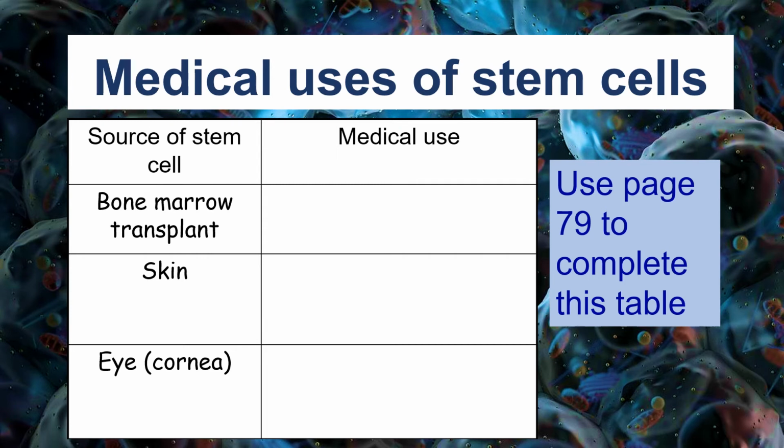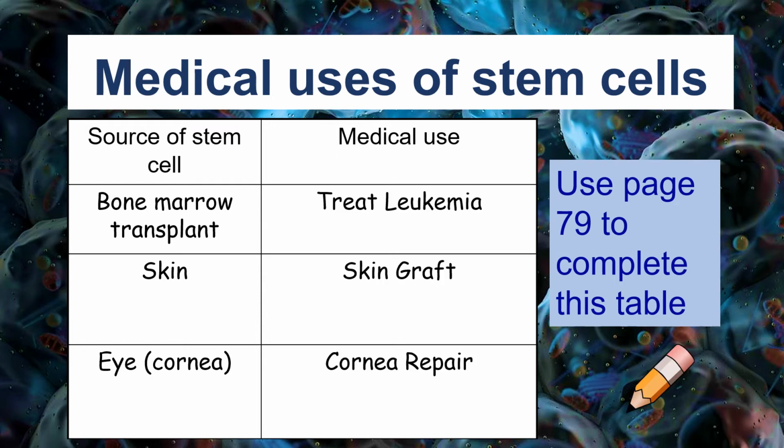So pause the video and see if you can fill in the table before I go over the answers with you. So the answers to this are that bone marrow transplants, so stem cells from bone marrow, are used to treat leukemia. Stem cells from skin are used for skin grafts to treat burn victims, and stem cells from the cornea of the eye are used for cornea repair. So well done if you managed to fill in that table correctly, and remember that you need to learn this and take a note of it.